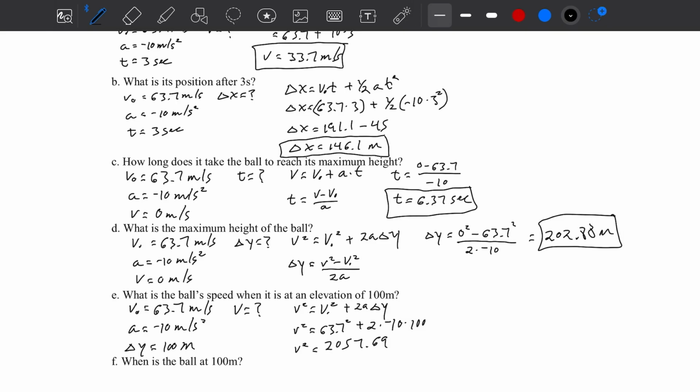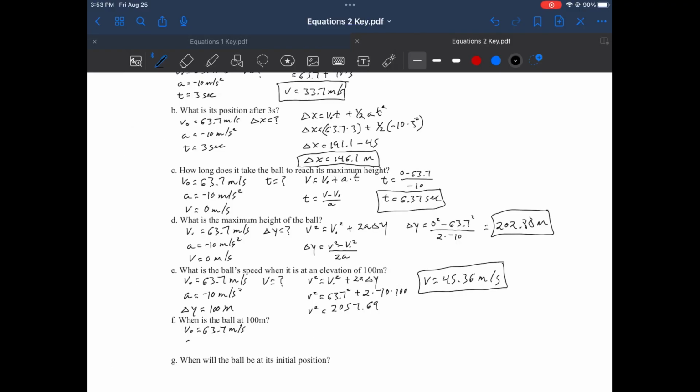Looks like I have v squared is equal to 2057.69. I'll need to square root that, and my units will be meters per second. Next question says, when is the ball at 100 meters? So my initial velocity is 63.7 meters per second.